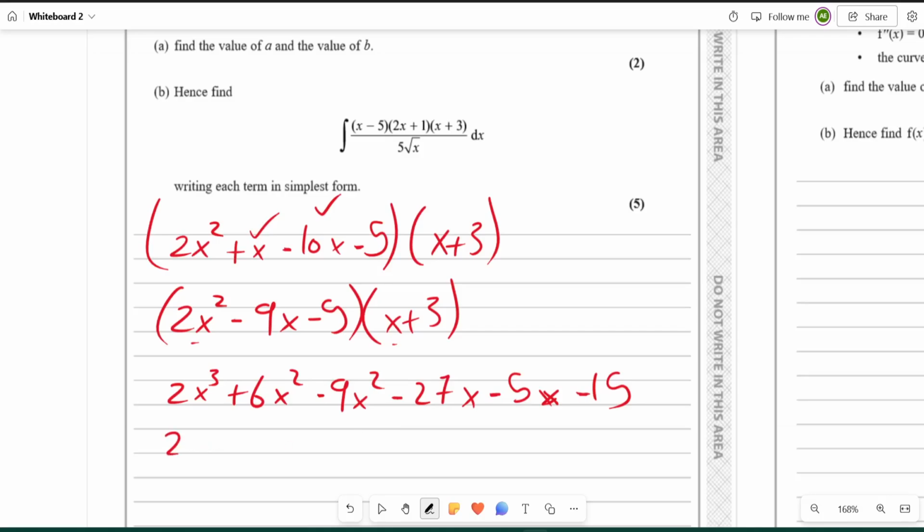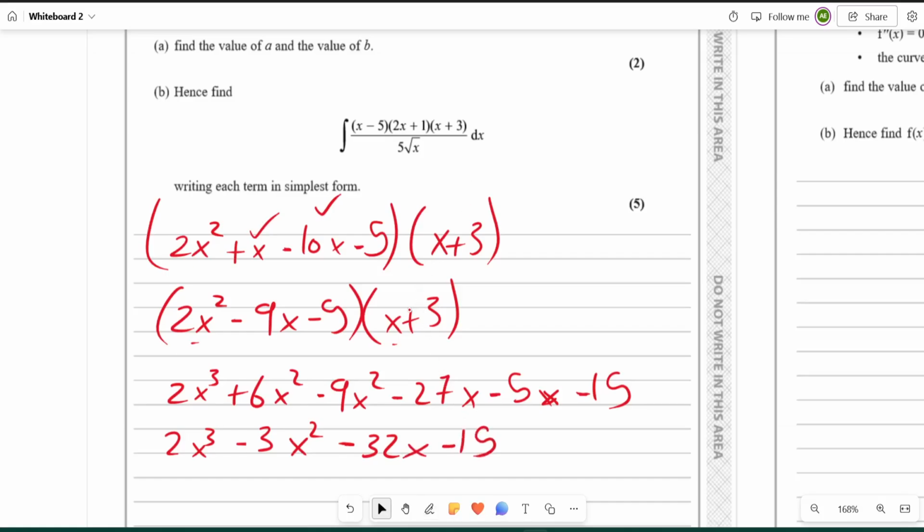So now let's simplify. I have 6x squared minus 9x squared, which is minus 3x squared. Minus 27x minus 5x is basically minus 32x, and then minus 15.